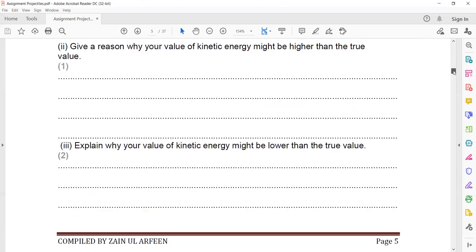The next part: give a reason why your value of kinetic energy might be higher than the true value. What we calculated is 40.8 joules. But practically, the kinetic energy might only be maybe 30 joules. So why might our value be higher? What could be a reason why the value we calculated, 40.8, might be higher?